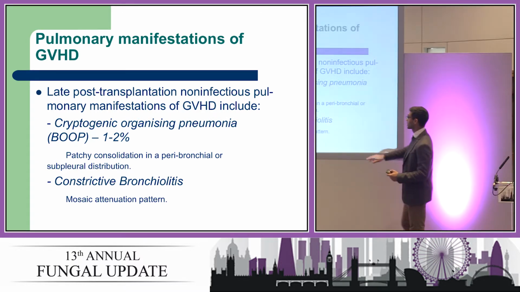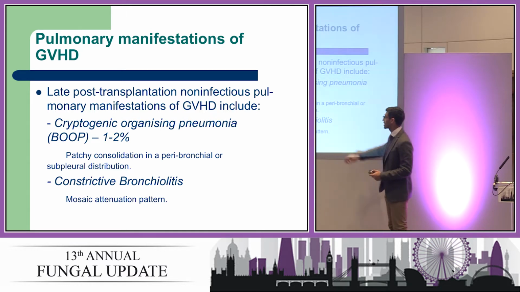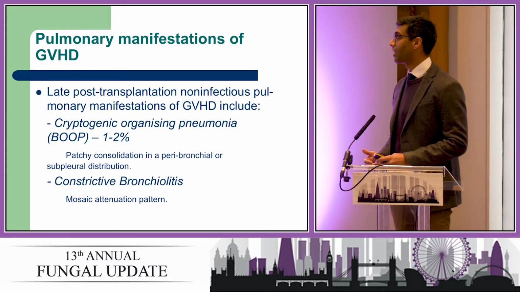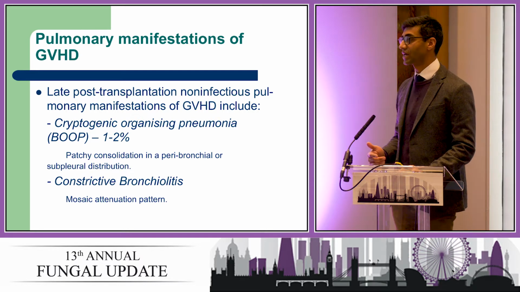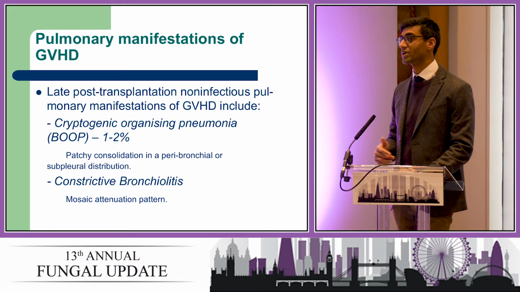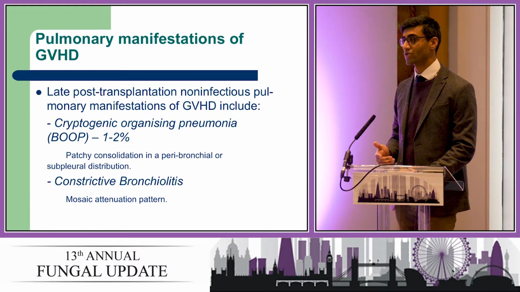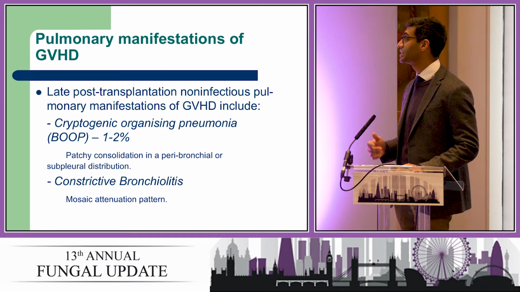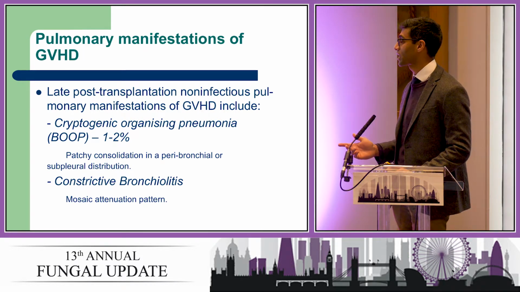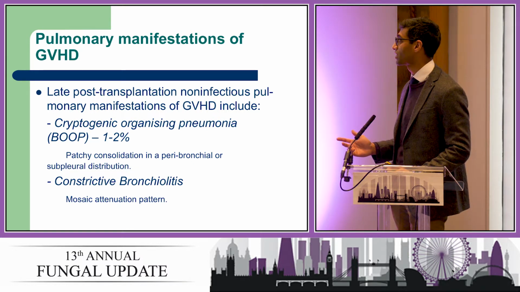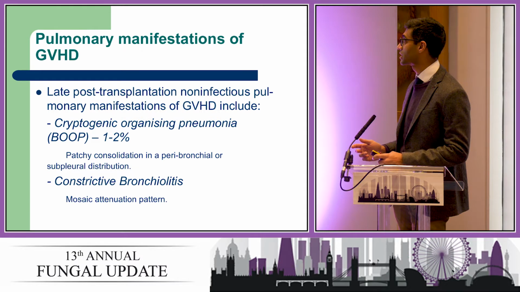The more common is where you see the mosaic attenuation pattern, and in order to really diagnose that, we ask that when you request the high resolution CT, you ask for an inspiratory as well as an expiratory high resolution CT to demonstrate the air trapping and the mosaic attenuation and the small airways disease, the constrictive bronchiolitis.